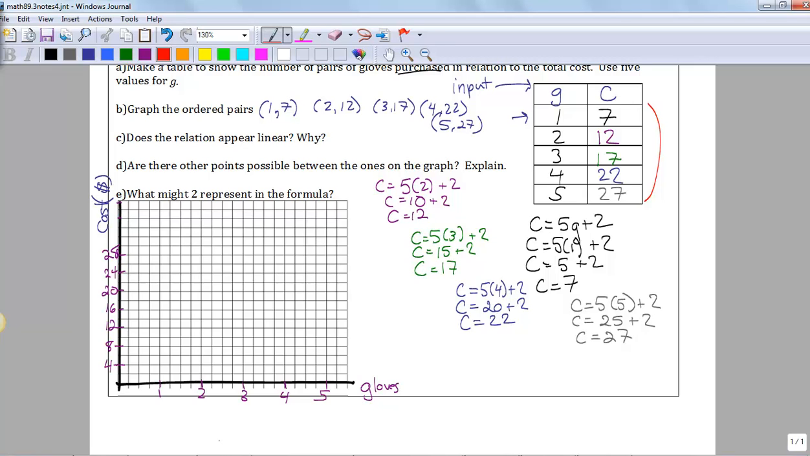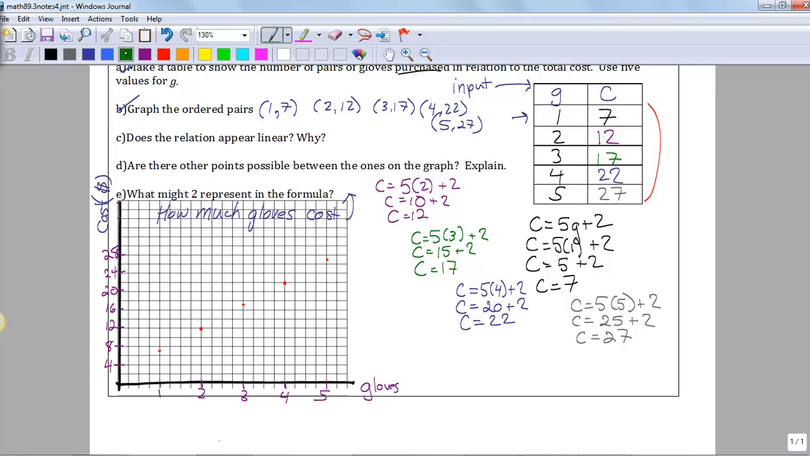I've picked a good scale for my axes, trying to make it as big and spread out as possible. I'm ready to graph. Gloves are 1 and the cost is 7. 2 pairs of gloves cost $12. 3 pairs of gloves cost $17. 4 pairs of gloves cost $22. And then 5 pairs of gloves, $27. The only thing I'm missing is a title, something like how much gloves cost. I'll write it on top here if there's room, but it's pretty tight for space. That takes care of question B.